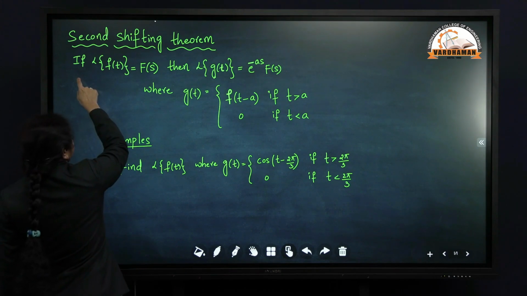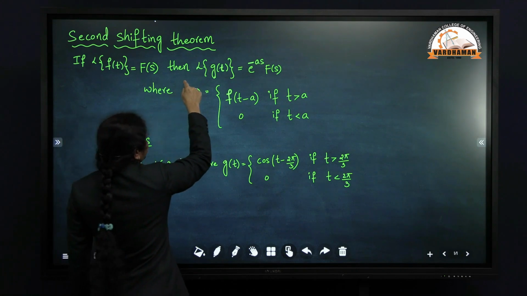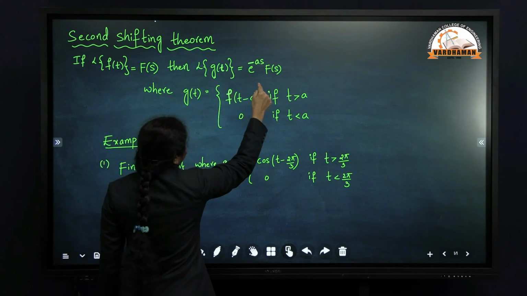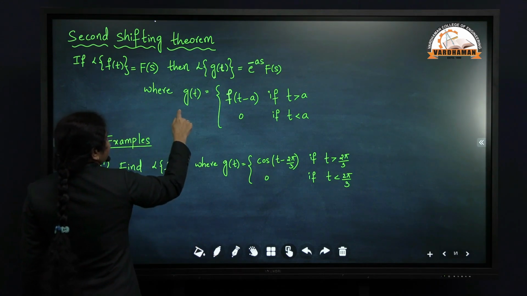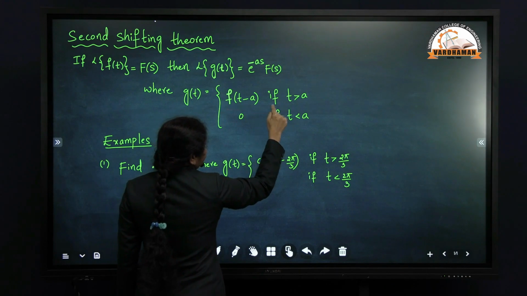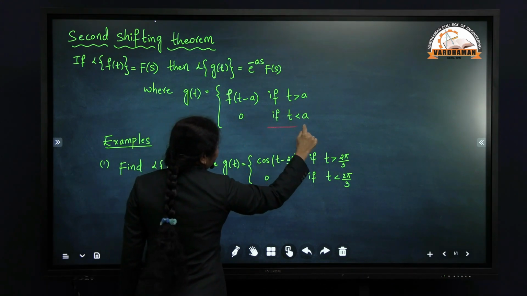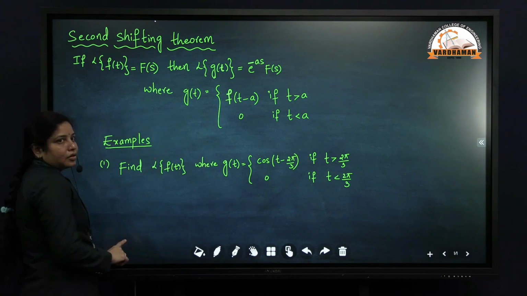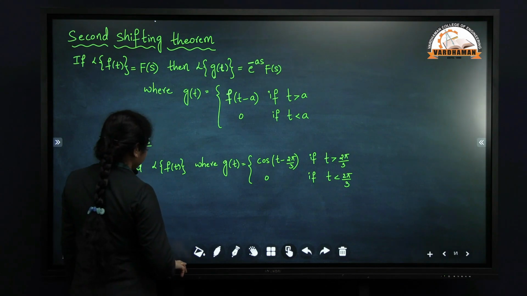And the next theorem is second shifting theorem. Statement of second shifting theorem is, if L of f of t equal to f of s, then Laplace transform of g of t equal to e power minus as f of s, where g of t is nothing but f of t minus a when t greater than a, and this is equals to 0 when t less than a. Now we'll discuss one example on second shifting theorem.